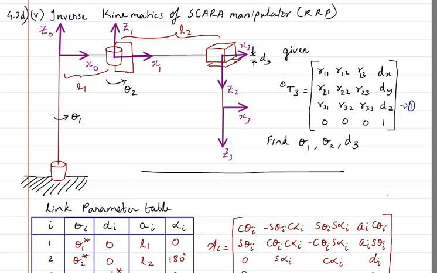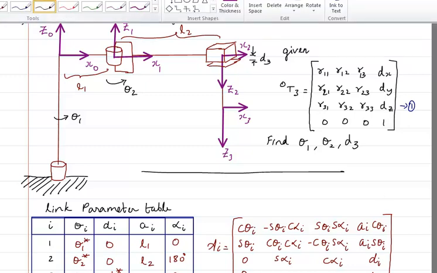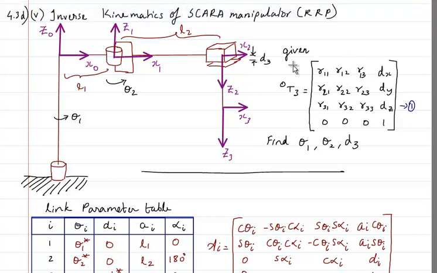Let us look at the inverse kinematics of a SCARA manipulator, which is an RRP kind of manipulator. As it is given here, we have been given the 0T3 transformation matrix, which is equation number 1, and we have to find the joint variables theta 1, theta 2, and d3. So that is the task.